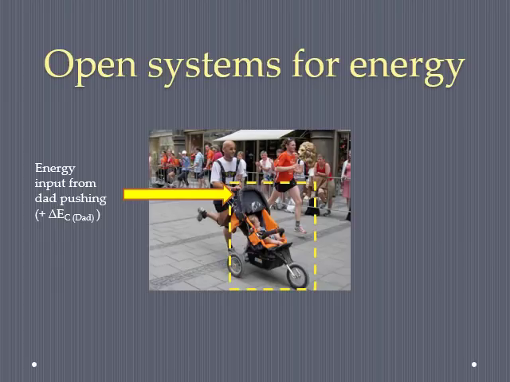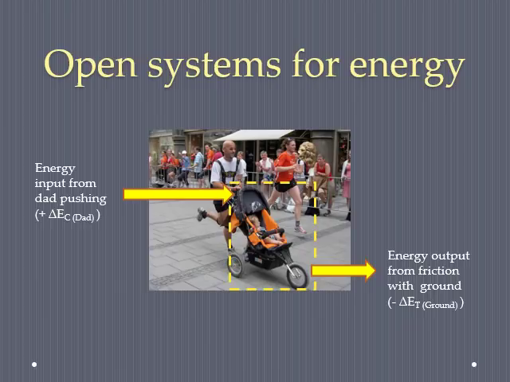it moves. That stroller also will be losing some energy as it moves. We have a negative delta ET, which is energy loss from the friction of the wheels in that stroller as they're rubbing against the ground. So the overall delta energy for this stroller system might be positive, it might be negative, it might be zero, depending on how those energy inputs and outputs balance.